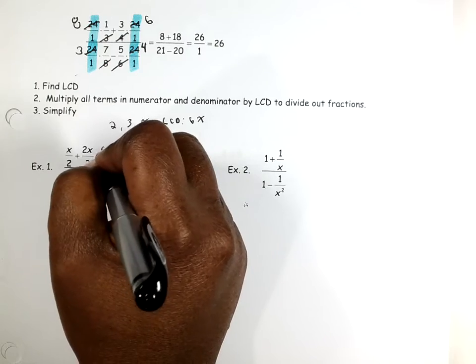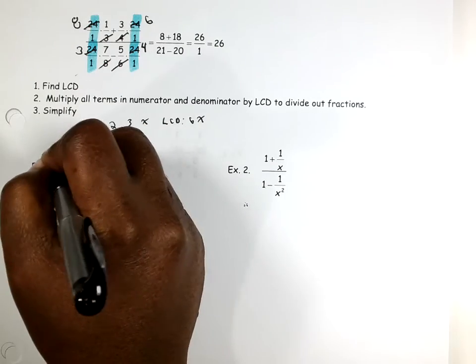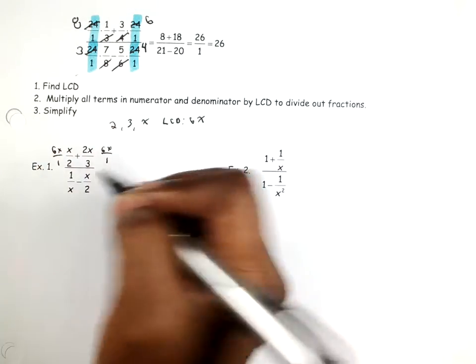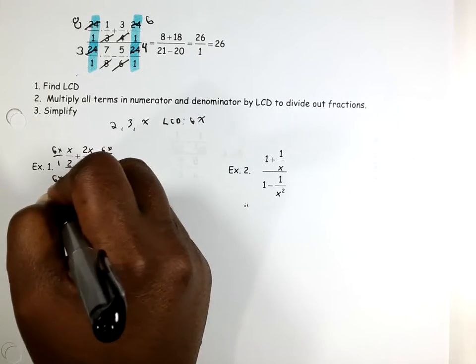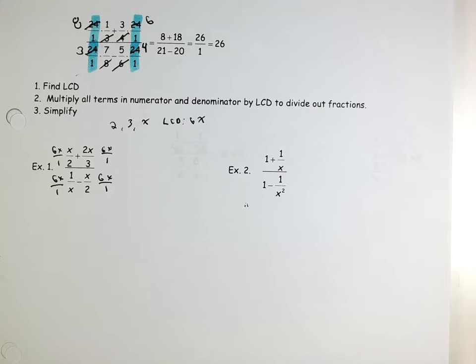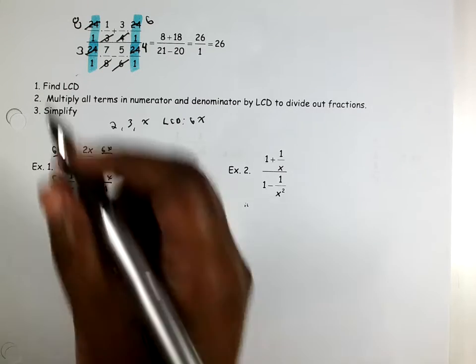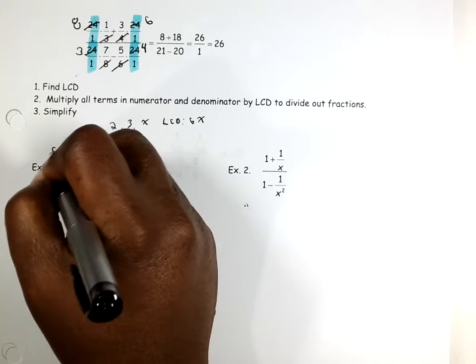So I'm going to do 6x over 1 here, and 6 over 1 there. 6x over 1 here, and 6x over 1 there. So every single term is getting multiplied by it. And then I have to go through and simplify. So the reason we pick that is so we know that every single denominator is going to be able to go into it. So 2 goes into 6 3 times.